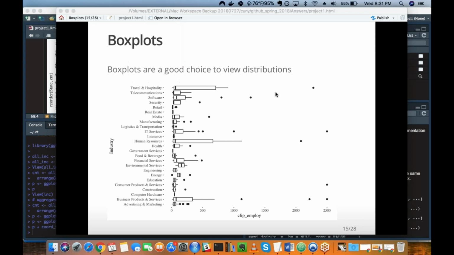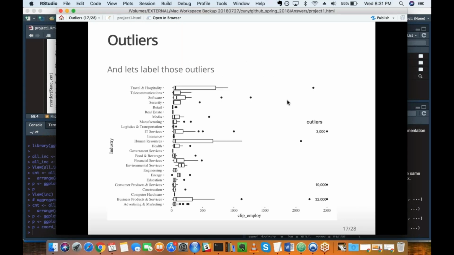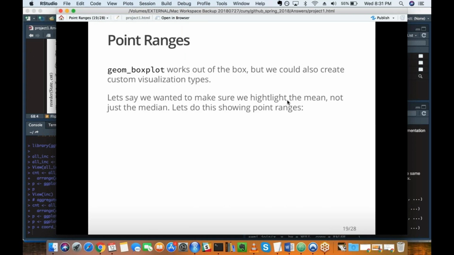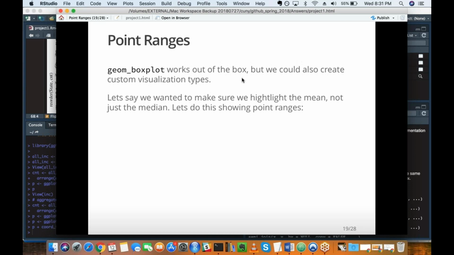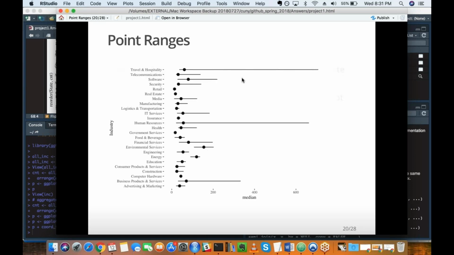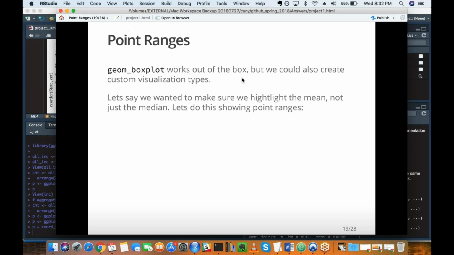Cool. And one other thing I wanted to show here is that point ranges are an even more pared down way of showing this sort of information. So with box plots, you have your X and Y, and that works right out of the box. But you could also create custom visualizations that may show what you're interested in. So for something like point ranges, as I used as an example here, we may want to highlight the mean, not the median.